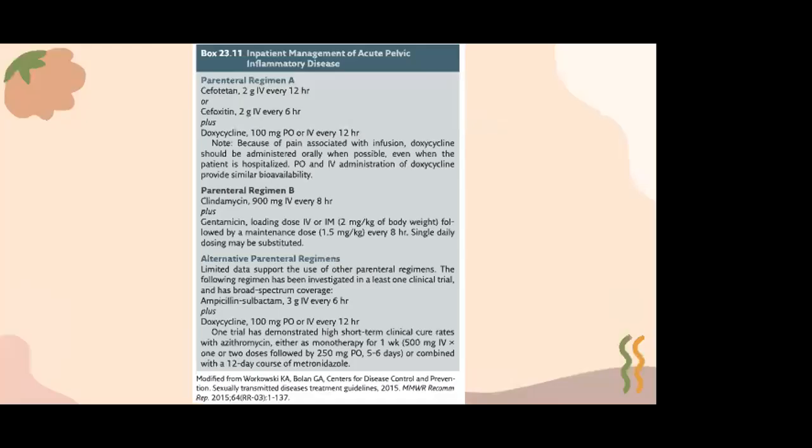And this image shows the inpatient management of acute pelvic inflammatory disease. So there are two regimens. The first one, regimen A, is the use of cefotetan 2 grams IV every 12 hours or cefoxitin 2 grams IV every 6 hours with an addition of doxycycline 100 milligrams per orem or IV every 12 hours. The second one, regimen B, would be the use of clindamycin 900 milligrams IV every 8 hours plus gentamicin loading dose, IV or IM, followed by a maintenance dose every 8 hours.